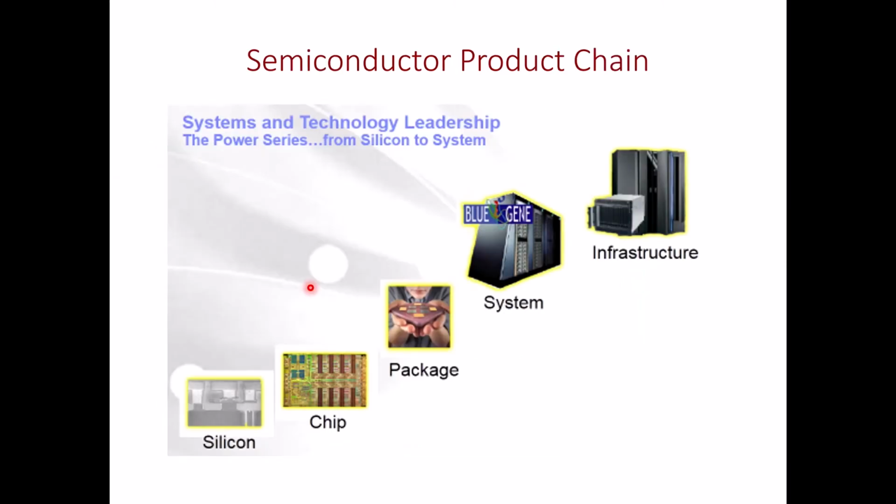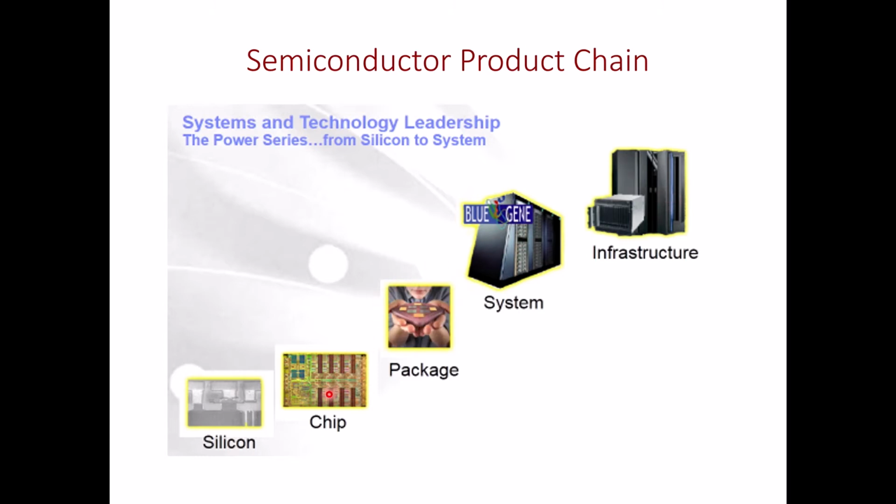Let's talk about the semiconductor product chain. I am trying to show this slide borrowed from an IBM advertisement. So here you see the whole range, right? At the very top front end you have the infrastructure, very large data centers, which further comprise large systems. Blue Gene is shown in this picture. And then of course you have packages, multi-chip modules and so on, which actually make these kinds of systems. These systems make up this kind of a data center.